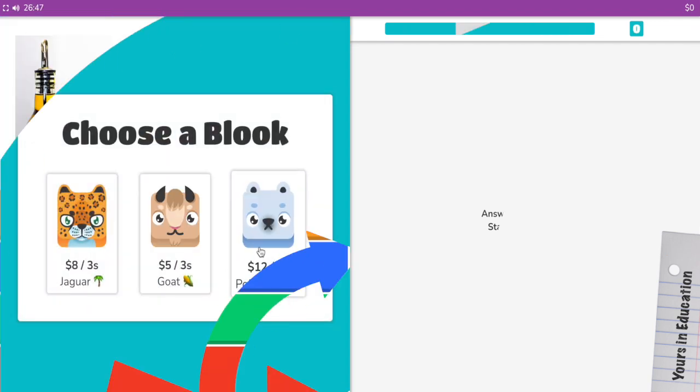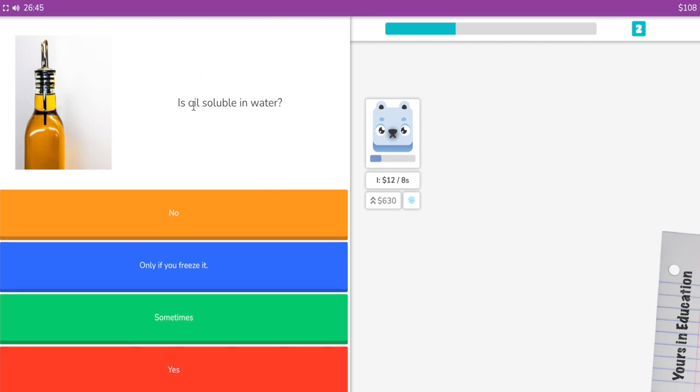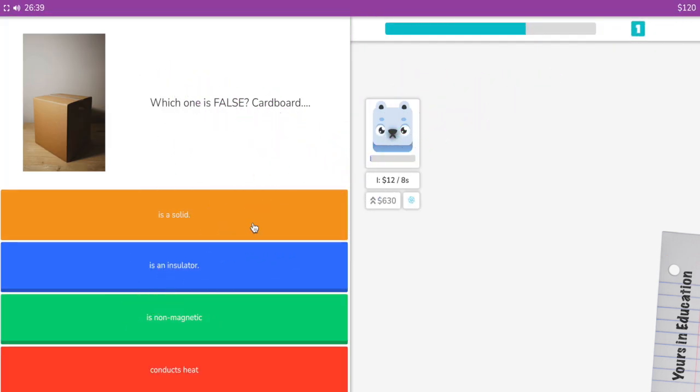Is oil soluble in water? No, definitely not. They have different densities, so no. I don't even have to read the other ones.